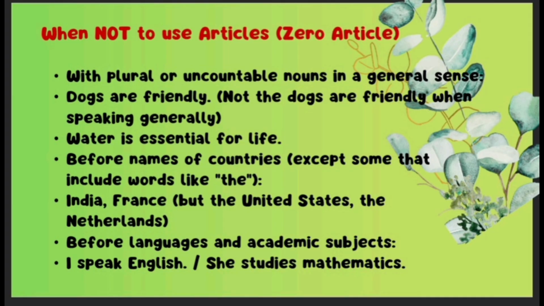Okay, and before languages and academic subjects: I speak English. This is a proper noun also, and for proper nouns we are not using articles. And she studies mathematics. We can't say she studies a mathematics or she studies the mathematics, no. So before languages and academic subjects also we are not using articles.